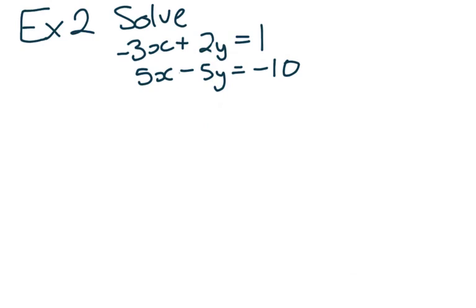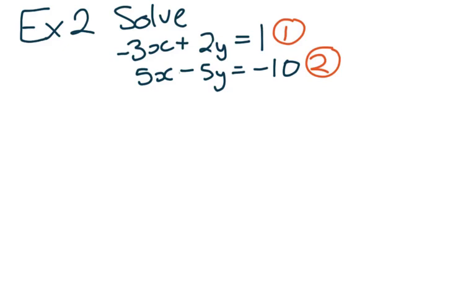Okay, so for our second elimination example, there's a couple of extra steps involved here. So firstly, we label our equations 1 and 2. Second thing in elimination method, check our coefficients. So at the moment, we have a -3, or 3 for an x, and a 5, and then we've got 2 and 5 for the y's. Neither of those are the same, but we could make them the same.